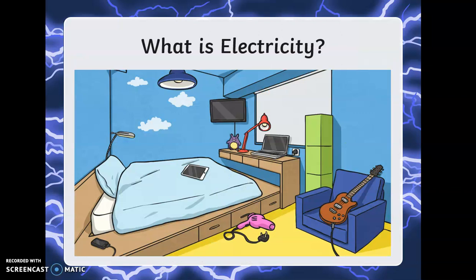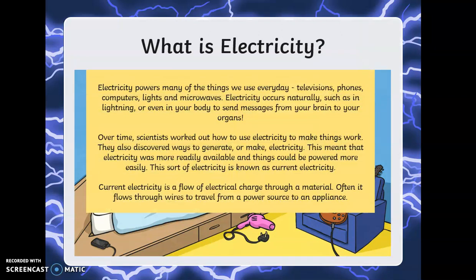But what exactly is it? Electricity powers many of the things we use every day. In fact, I couldn't do this recording, you couldn't watch it, without electricity. So televisions, phones, computers, lights, microwaves. There's obviously the natural electricity, but it's also in your body. So when you lift your arm up, it's electricity travelling down your nerves that makes the muscles in your arm move.